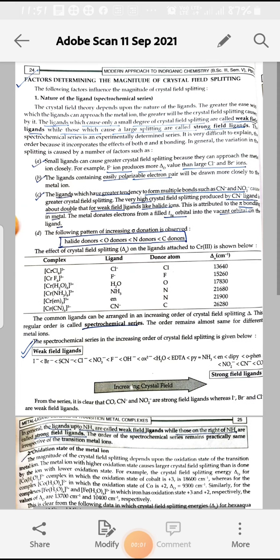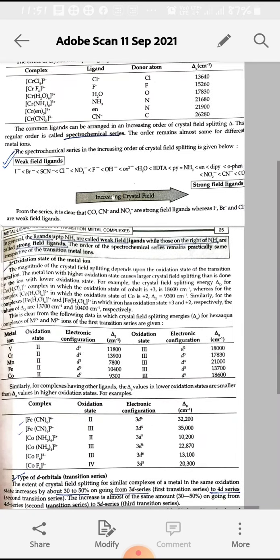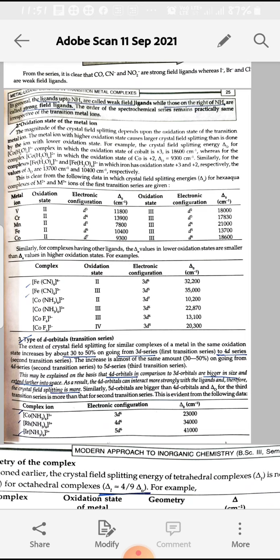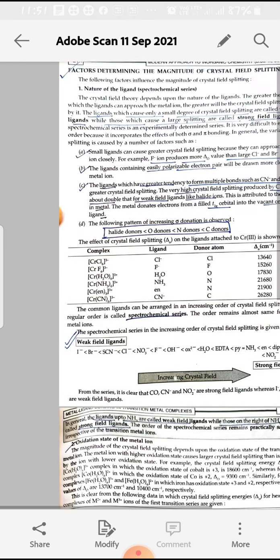Good morning, students. Next topic is factors determining the magnitude of crystal field splitting. In this, we will discuss the factors which affect the crystal field splitting. The first factor is the nature of ligand, second is the oxidation state of the metal ion, third is the type of d orbitals, and fourth is the geometry of the complex.